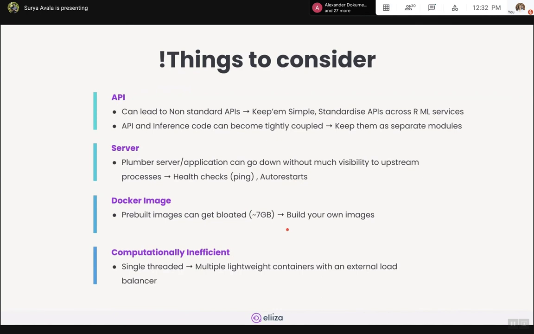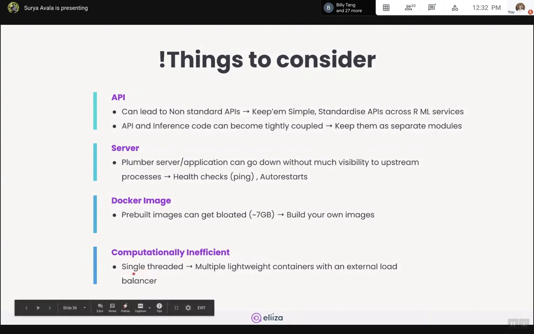By building our own images, hopefully we would only include the stuff that is essential for our deployment. Also, this can be computationally inefficient because R is a single threaded language, and in any Docker container, we only have one R process running. So for example, a Docker container can only process one request at a time.